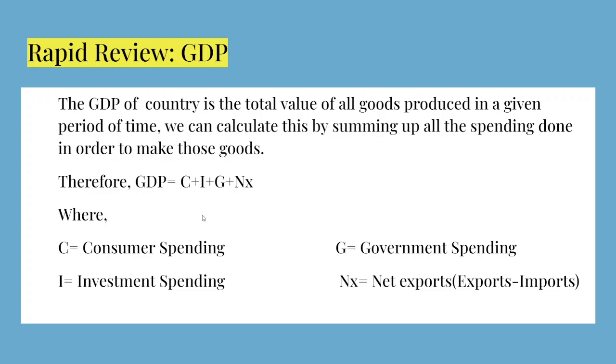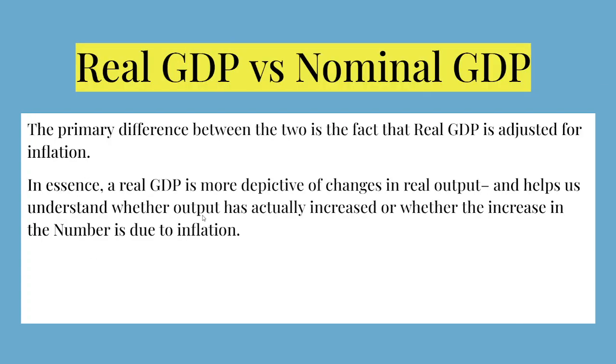We can calculate this by summing up all the spending done in order to make those goods, which is C plus I plus G plus NX, or X of N, whatever you'd like to call it, where C stands for consumer spending, I stands for investment spending, G for government spending, and NX for net exports, which is exports minus imports. If this concept isn't clear, make sure you rewatch this section because it is by far the most important concept throughout the AP Macroeconomics exam.